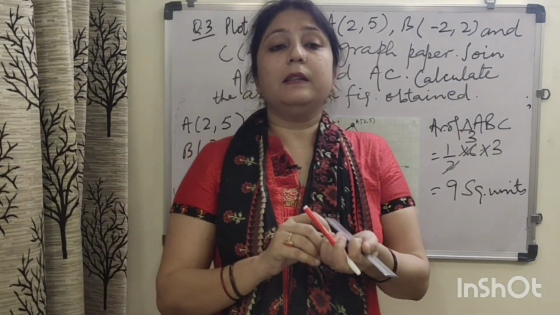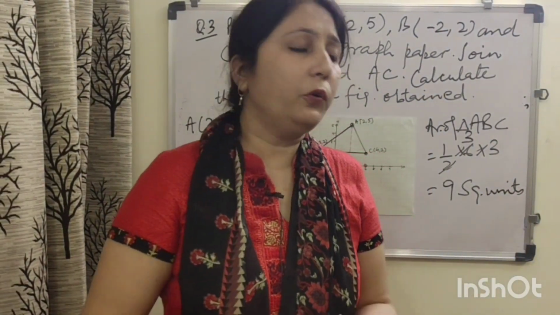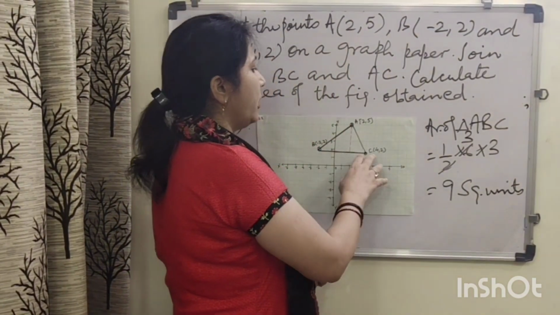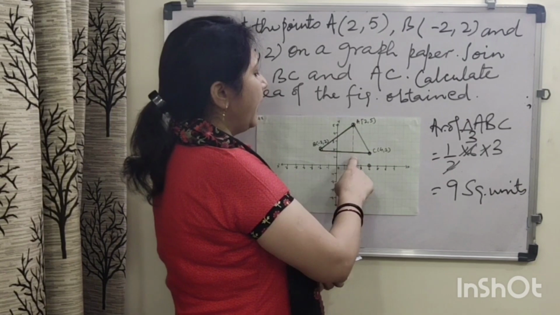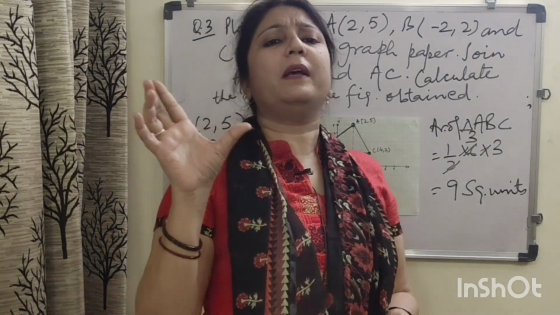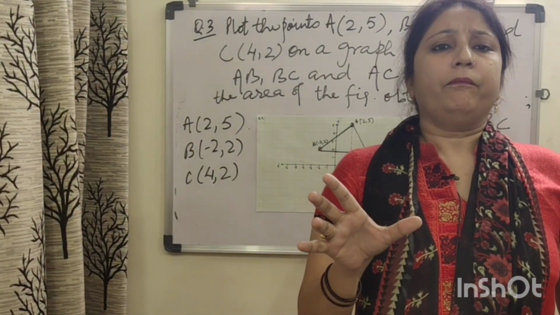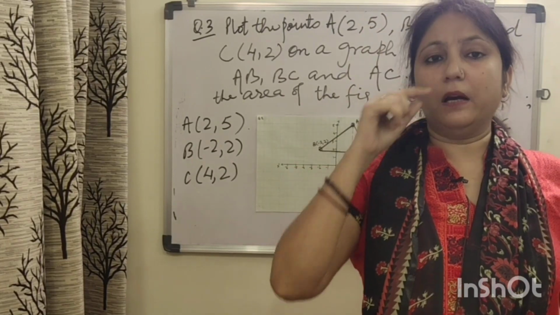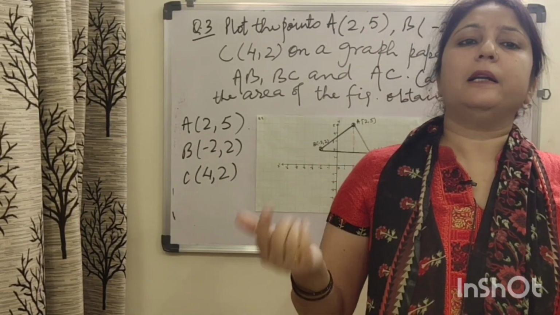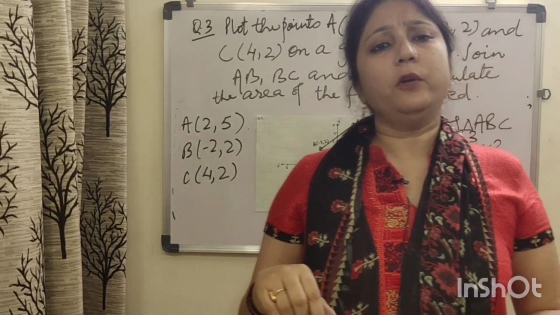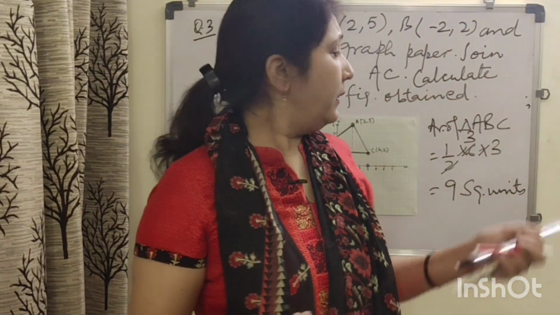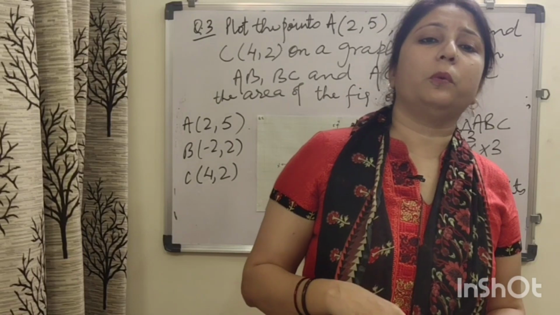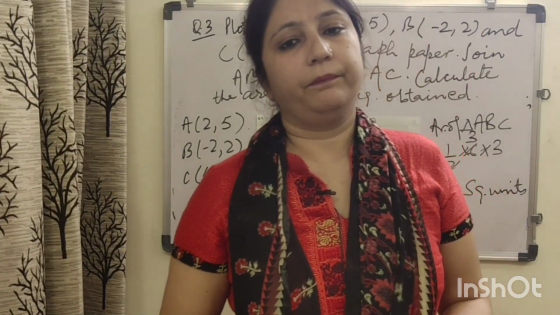How much? 9 square units. What we have done? We have plotted the points, dropped a perpendicular to the base and calculated the number of squares in the base and number of squares in the altitude. Multiplied and divided by 2. So as per the formula, half base into height, the area has come 9 square units.